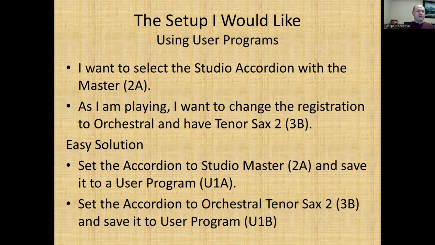to this is we set up the accordion as Studio Master 2A, do whatever we're doing with the bass and drums and all that, set it up, and then go to User Program and save it in one of the user programs. Take your pick. I am just saying User Program 1A. It could be User Program 4A. That doesn't matter. Okay, there it is. So now I have that set up.